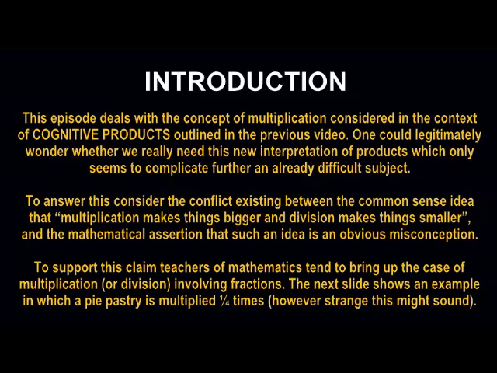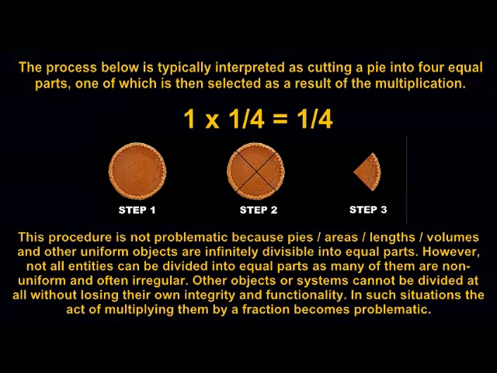To support this claim, teachers of mathematics tend to bring up the case of multiplication involving fractions. The next slide shows an example in which a pie pastry is multiplied a quarter of times. The process below is typically interpreted as cutting a pie into 4 equal parts, one of which is then selected as a result of the multiplication. This procedure is not problematic because pies, areas, lengths, volumes, and other uniform objects are infinitely divisible into equal parts.